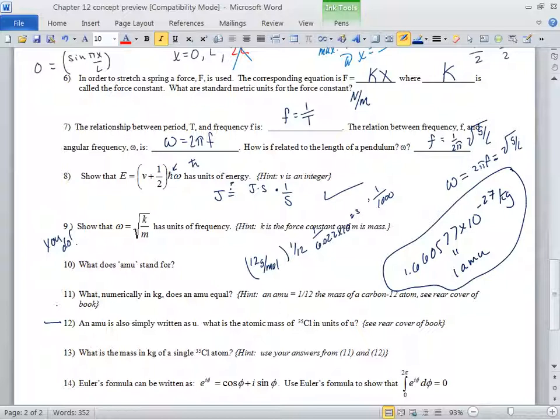So what is the atomic mass of 35Cl in units of U? So you find chlorine. Where do you see chlorine? Here's chlorine. They're talking about chlorine 35 or 37? 35. Okay, what does that say? Chlorine 35. So read it out loud so everyone can write it down. 34.9688. And that's just on the inside front cover.